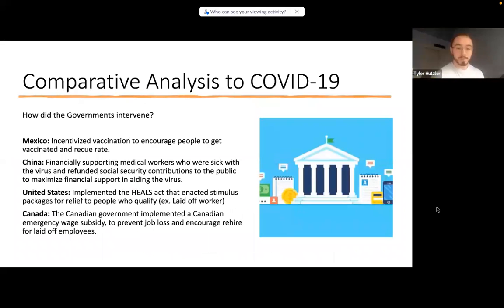And how did the governments of the four countries intervene? Mexico incentivized vaccination to encourage people to get vaccinated. China financially supported medical workers who were sick with the virus and refunded Social Security contributions to the public to maximize financial support. In the United States, we implemented the HEALS Act that enacted stimulus packages for relief to people who qualify, such as a laid off worker. In Canada, they implemented the Canadian Emergency Wage Subsidy to prevent job loss and encourage rehiring of laid off employees.